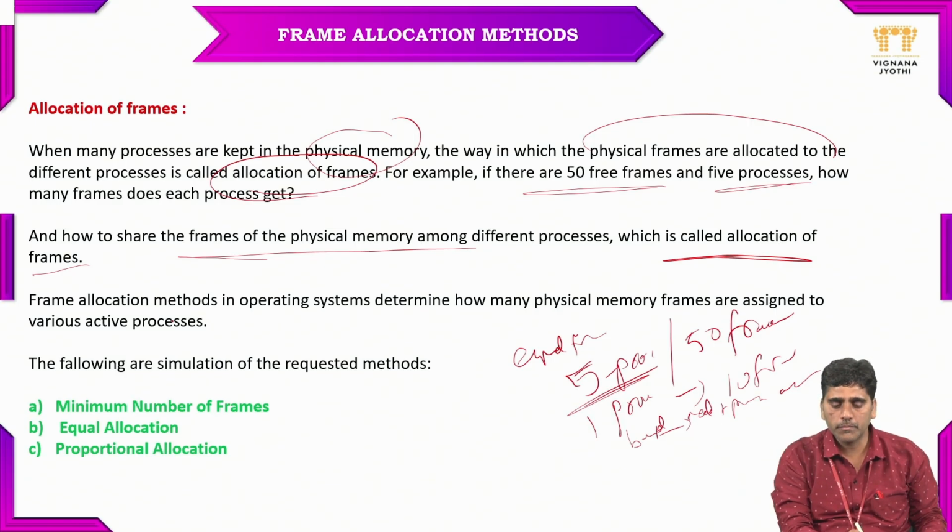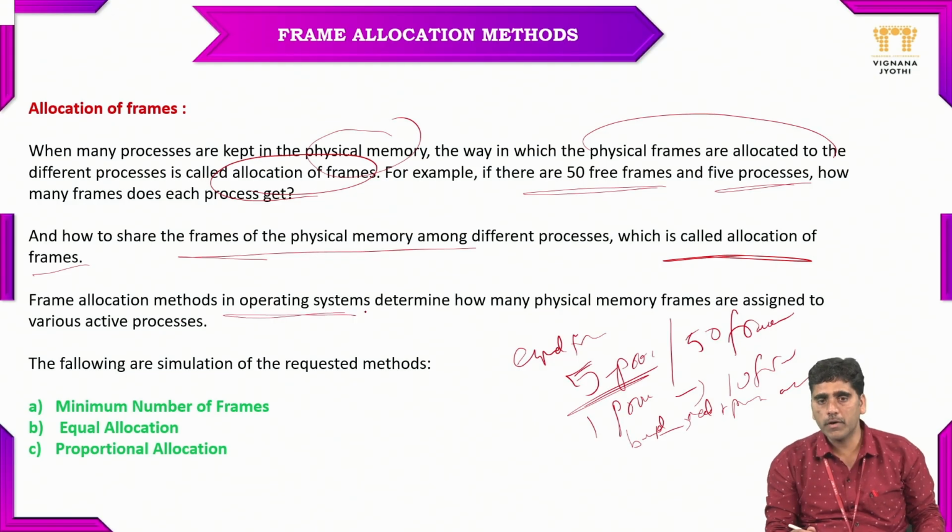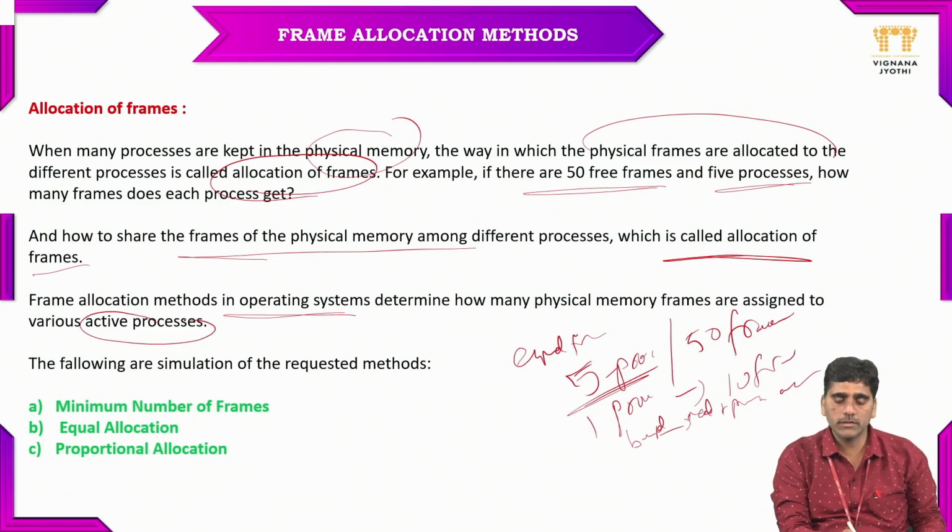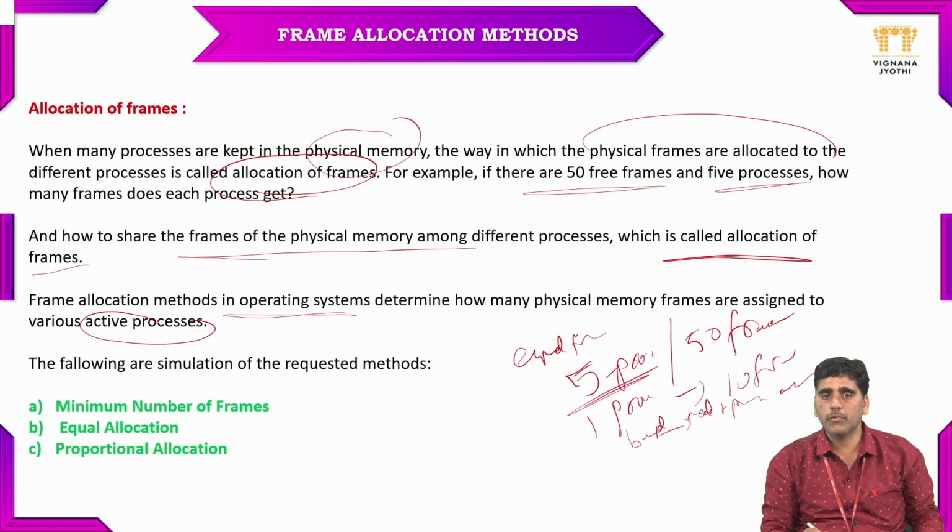Frame allocation methods in the operating system determine how many physical frames are assigned to various active processes. Why do we say active processes? The processes which are ready to be allocated frames and ready to execute their job in the frames are active processes. So how many physical memory frames are assigned to each and every process, that is the way we have to allocate.